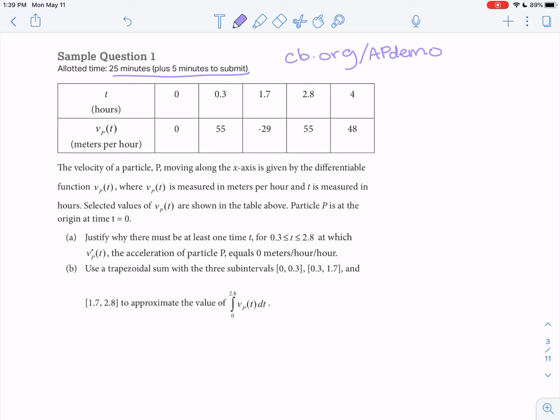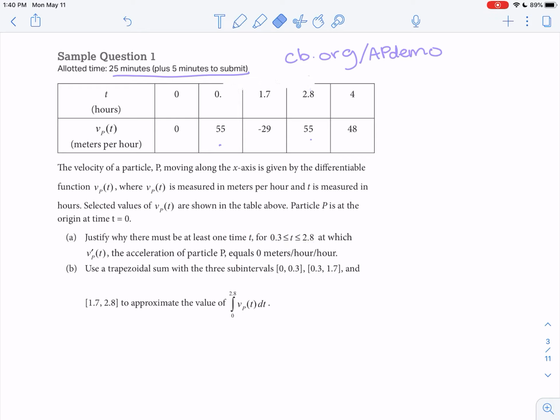So part A: justify why there must be at least one time t between 0.3 and 2.8 at which v prime of t, so justify a derivative, I'm thinking this is MVT, the acceleration of the particle P, equals 0 meters per hour squared. All right, so this is definitely MVT. So if I look at the average rate of change between 0.3 and 2.8, so if I find the slope here, I would have 55 minus 55 all over 2.5. Well, 55 minus 55 is definitely 0, so that's going to check for me.